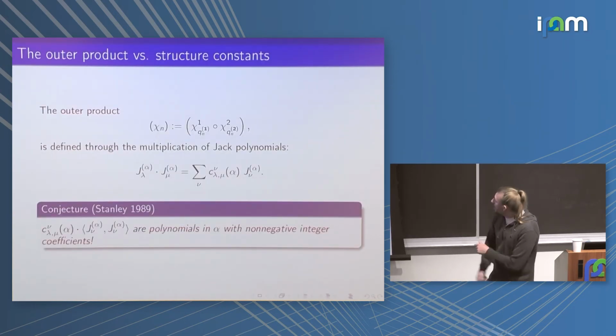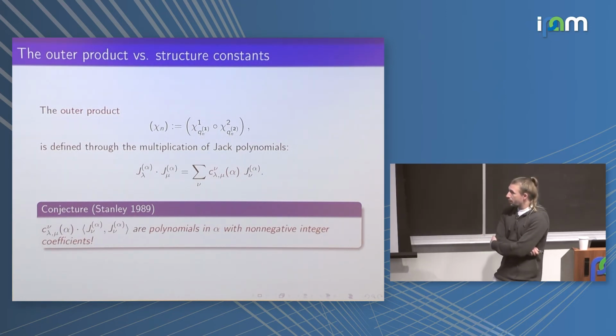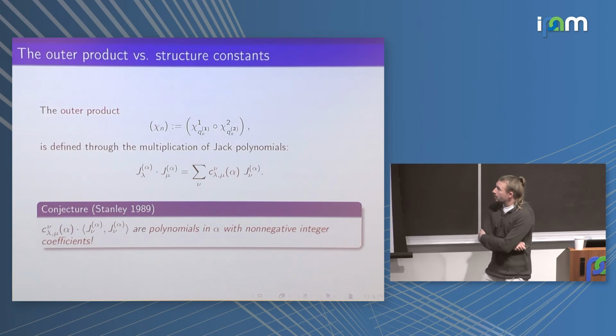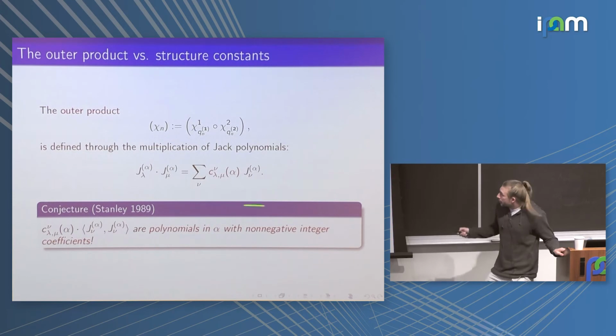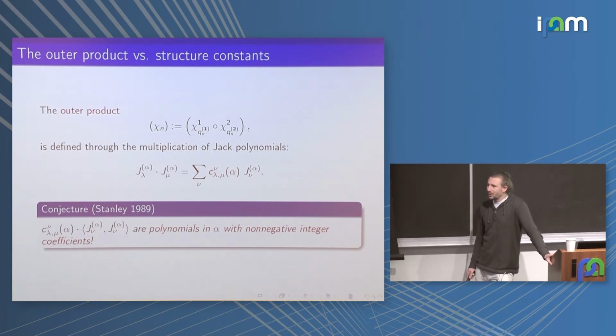Okay, here I just wanted to mention a very beautiful conjecture of Stanley, which is still wide open, and it's quite old. So, for instance, the outer product we are defining by using multiplication of Jack polynomials. If you look at the structure constants of the Jack polynomials, Stanley conjectured in 1989 that, up to a normalization factor, they are polynomials in alpha with non-negative integer coefficients. And this is still wide open. So if you have any ideas how to do it, it's a nice conjecture to attack.